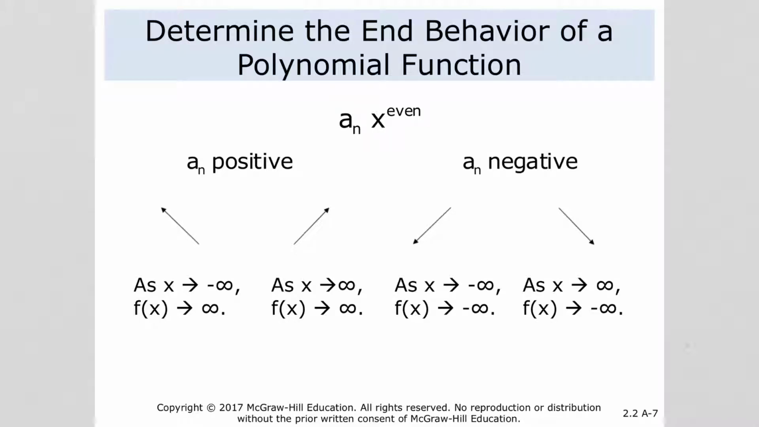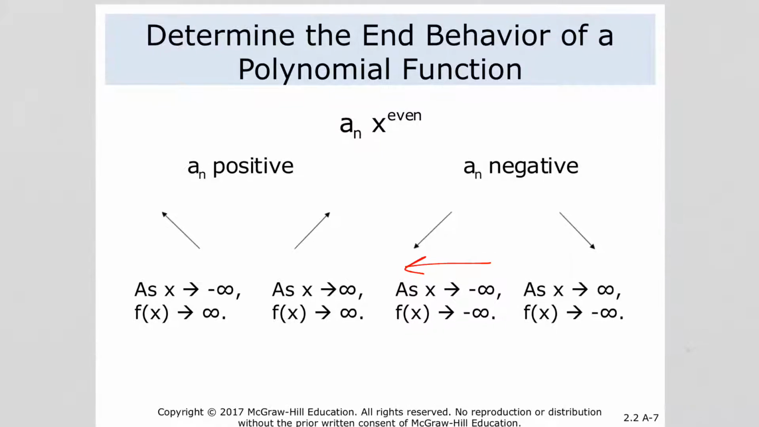So as far as end behavior is concerned, if we're moving up to the left, then as x approaches negative infinity, so as we're going to the left, f of x approaches infinity. It's going up. If we're moving up to the right, then as x approaches infinity, f of x approaches infinity. If we're going down to the left, as x approaches negative infinity, f of x is approaching negative infinity. And down to the right, as x approaches infinity, f of x is approaching negative infinity.